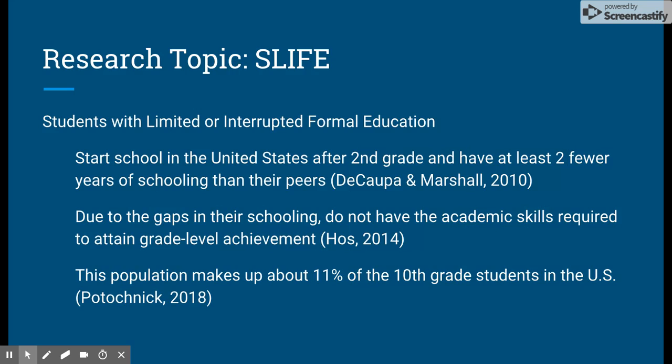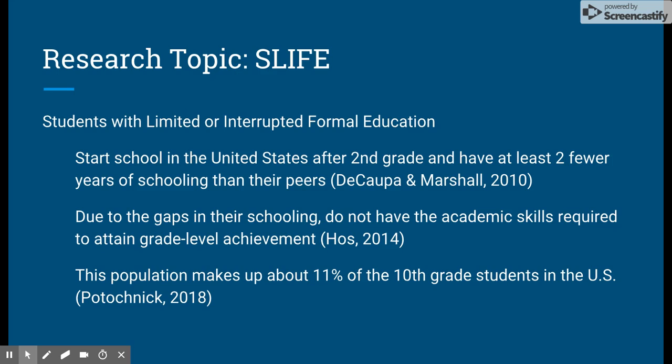So to start off, I knew that I wanted to focus my research on students with limited or interrupted formal education. So this basically means that these students came to the US in 2nd grade or after and have 2 fewer years of education than other students their age. And because of the gaps in their education, they often don't have the skills to reach grade level academic achievement. And this is actually a really large part of our high school population.